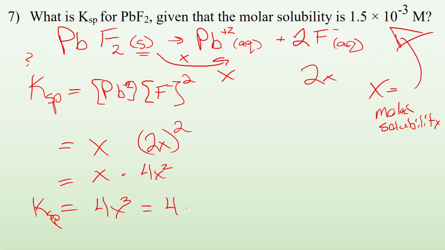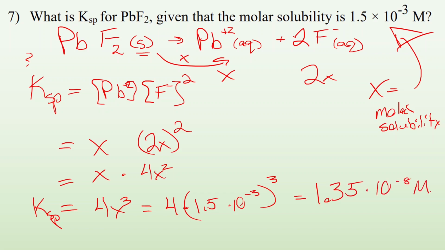So I get 4 times 1.5 times 10 to the minus 3, and that value is going to get cubed. So when I plug and chug and get the answer for that, I end up with 1.35 times 10 to the minus 8 molar. Or no, I'm sorry, unitless. So yeah, that's how you do that.